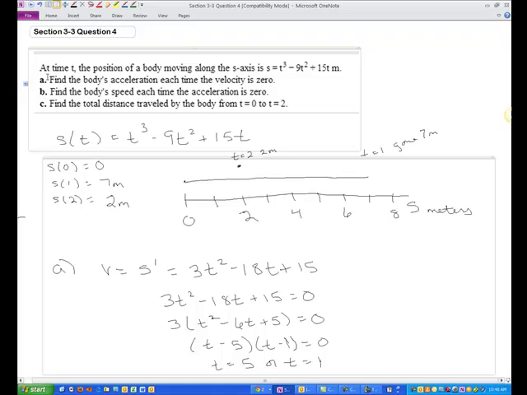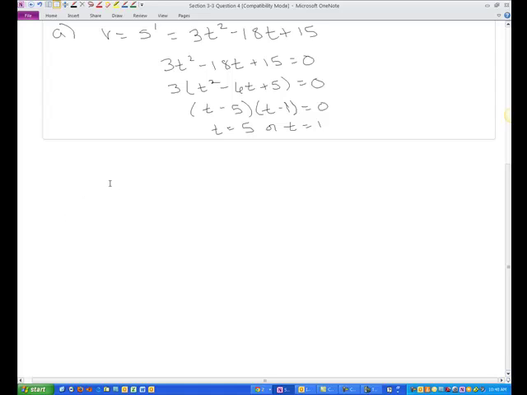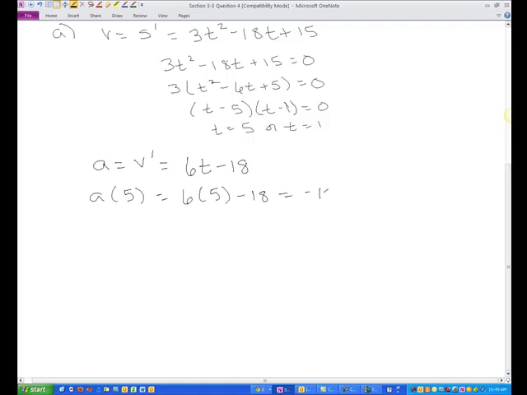All right, now the question is find the body's acceleration each time the velocity equals 0. So the way we would do that is we would calculate acceleration. Remember, the acceleration is equal to the derivative of the velocity. The velocity was 3t squared minus 18t plus 15, so the derivative of that is 6t minus 18. We want to know at the times when the velocity is 0, which is 5 seconds and 1 second, what is the acceleration? So all they want is for you to find a of 5, which is going to be 6 times 5 minus 18.